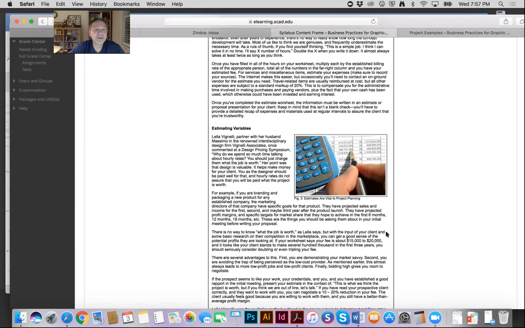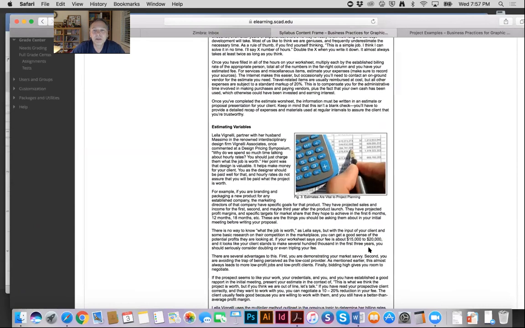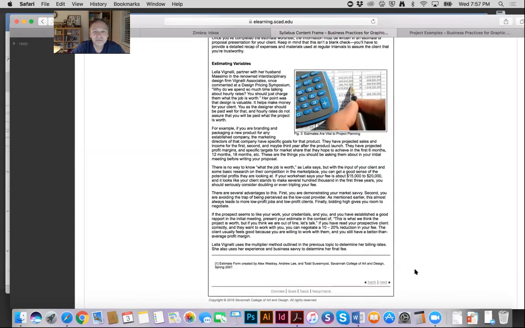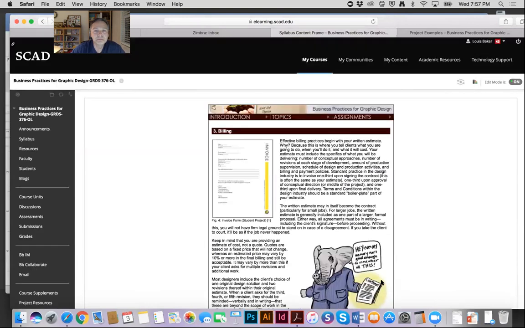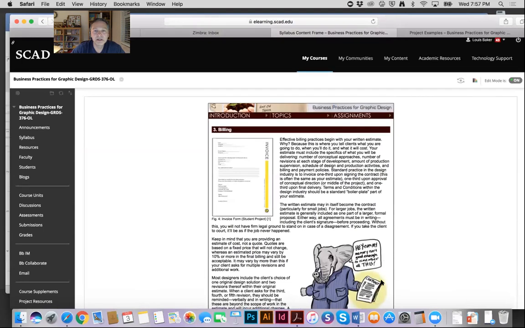So if you're doing good work and people believe in you, you can make a lot of money, but they're in a kind of high end market there, working with big corporations and things. But anyway, I thought that was an awesome story. And it does say Leila used a multiplier method to determine her billing rates. So pretty cool. But anyway, thanks, Caitlin, for sharing that.